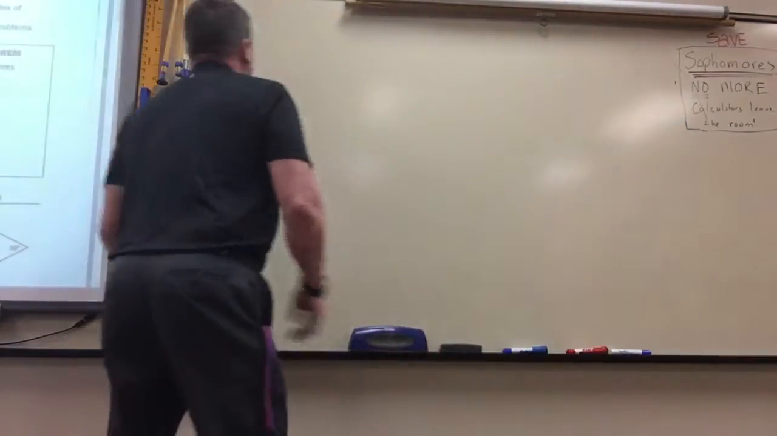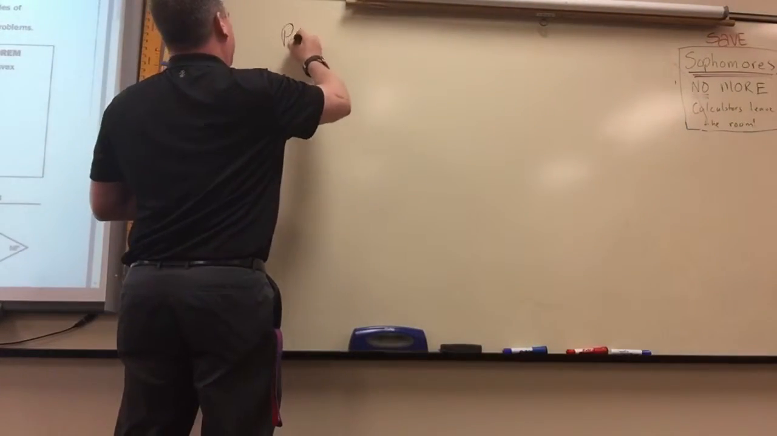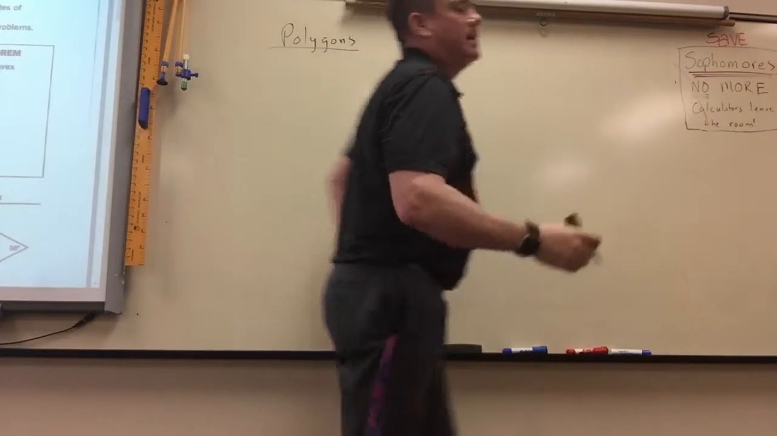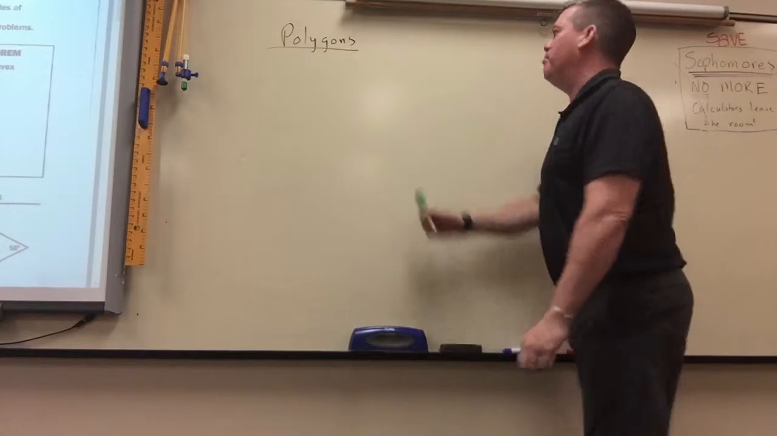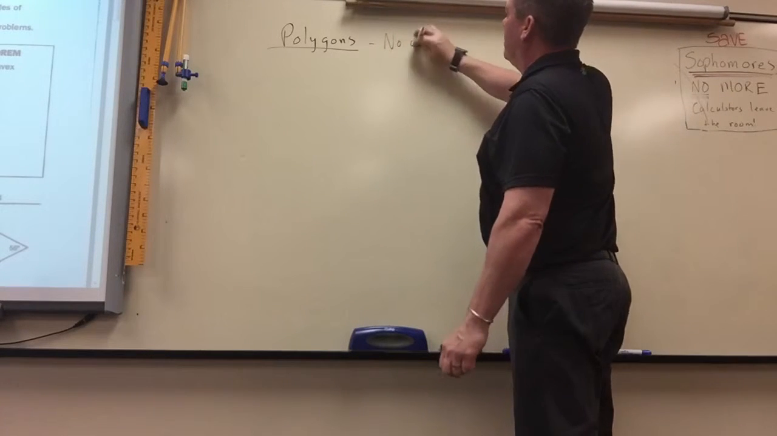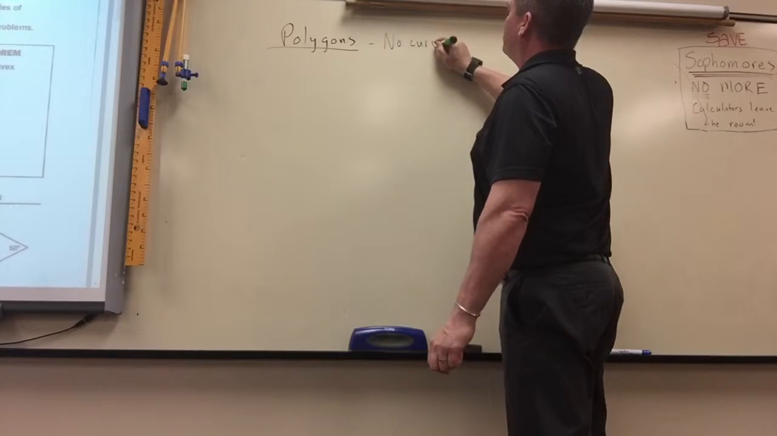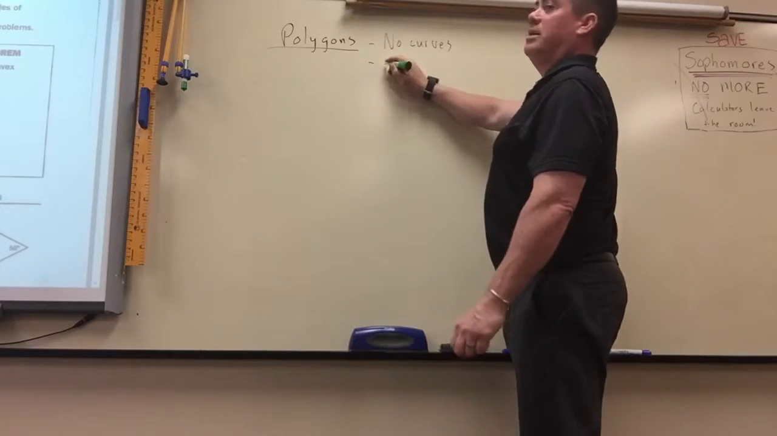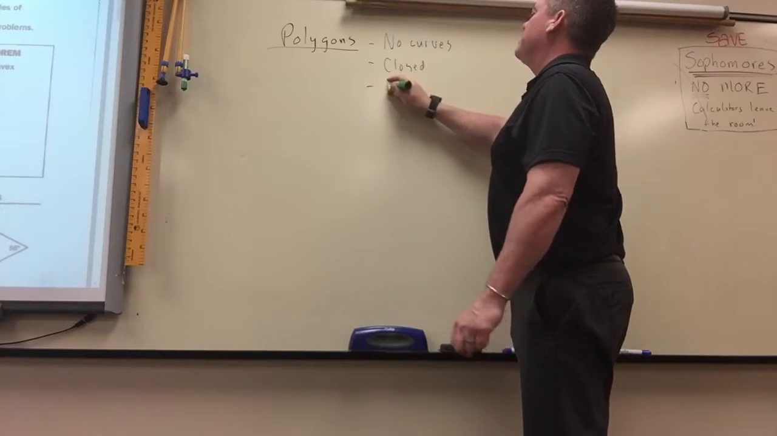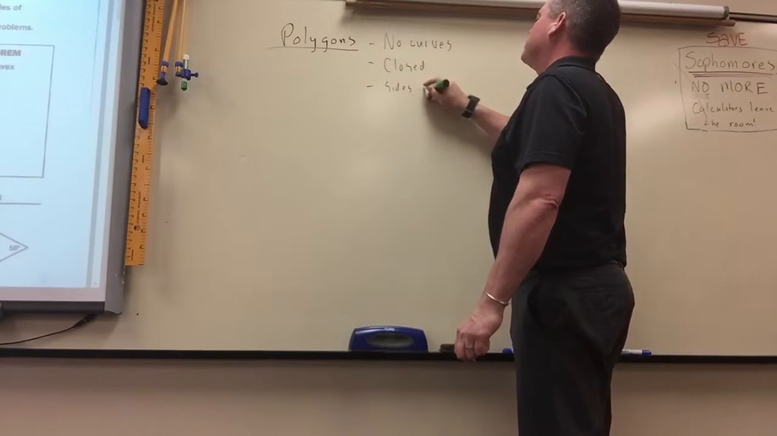All right, on polygons, which is what we're doing. Remember, a polygon, the main thing is that there's no curves. All the sides are straight. It's closed. And sides can't intersect.